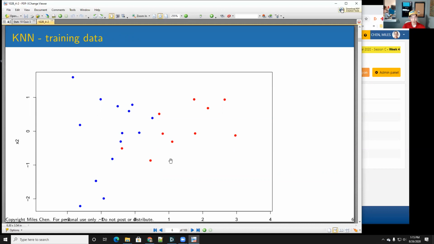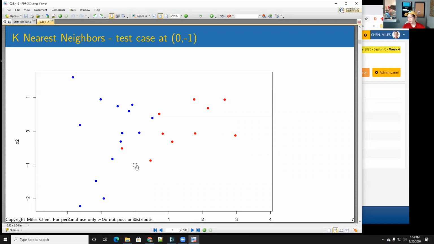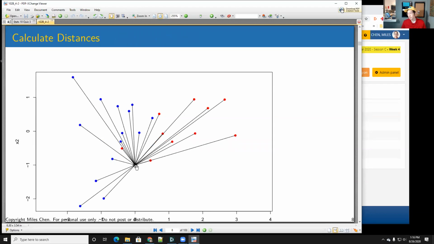And then there's a question. I'm intentionally going to pick some points in the overlap region, the boundary region, and we'll see whether a point gets classified as red or blue. Okay, so I'm going to put a dot right here, and we ask, should this test case be classified as red or blue? For the k-nearest neighbors algorithm, we first start off by measuring the distance from our test case. This is our test case right here, and we're going to measure the distance to every single other data point here.